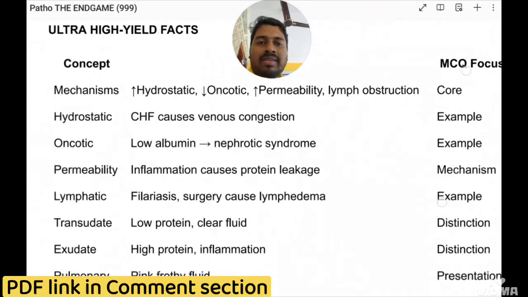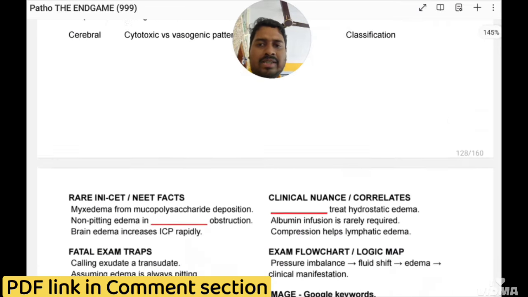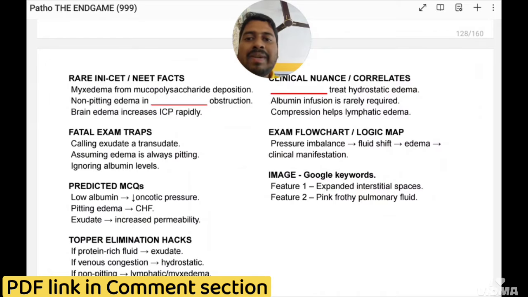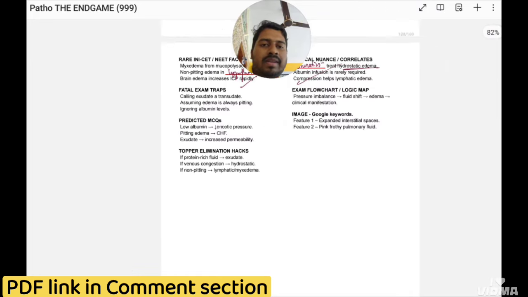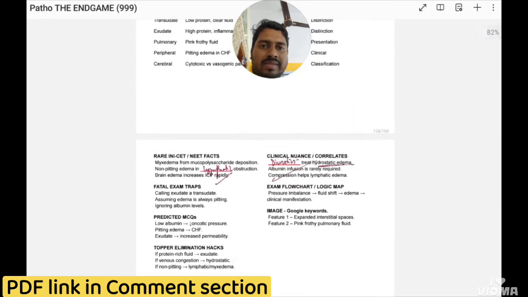Okay, so let's solve. I think there is not much to be solved here. Non-pitting edema is seen in lymphatic obstruction. And what is used to treat hydrostatic edema? Diuretics are used to treat hydrostatic edema. Okay, so I think I have explained almost everything which is there.